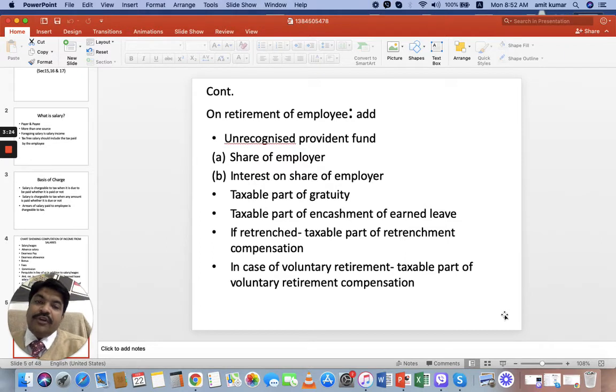On the retirement of the employee, additional things include those provided by unrecognized provident fund, share of the employer, and interest on the share of the employer, which covers the taxable part of gratuity, the taxable part of encashment of earned leave, and, in case of retrenchment, the taxable part of the retrenchment compensation. In case of voluntary retirement, the taxable part of the voluntary retirement compensation.